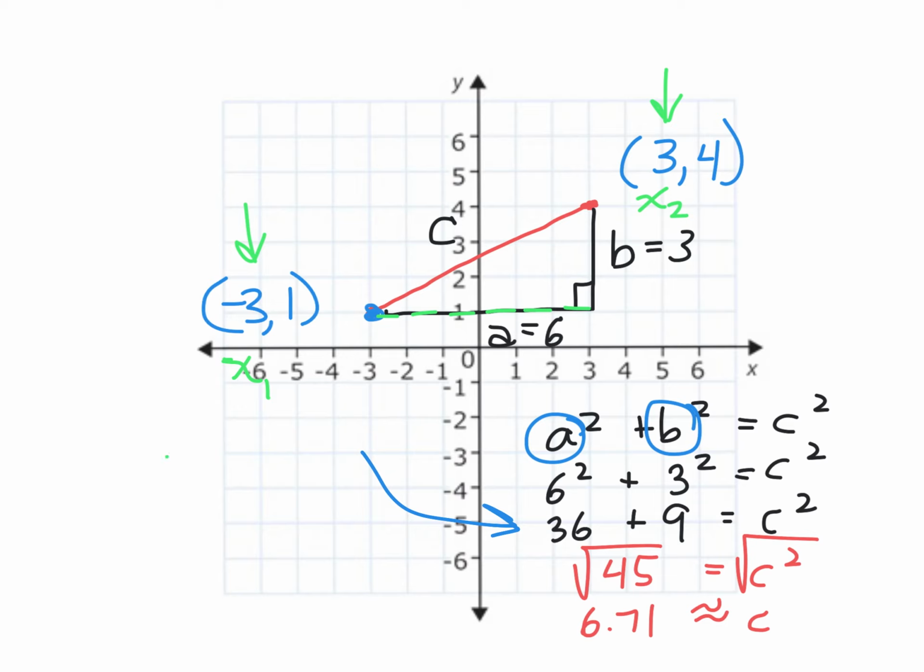So we're going to take x2 minus x1. And again, we do that because if we had done that here, that would be 3 minus negative 3. And 3 minus negative 3 is actually positive 6. And that's where we got this side length of 6 here. So that would be how we find the value of A.